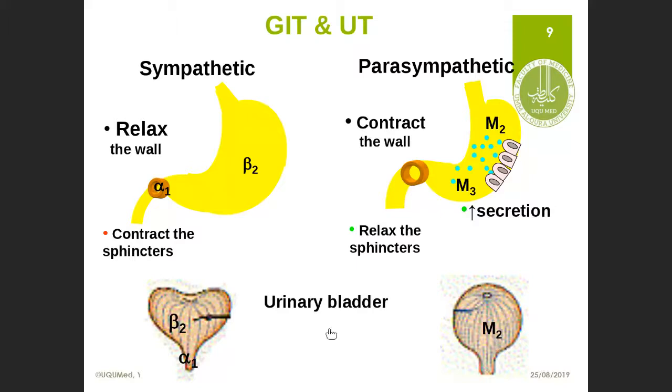But just imagine that when you are doing exercise or fighting, even if you have some urgency of urination or micturition reflex, at that time your urinary bladder is contracted, and the receptors are different here. Contraction of the urinary bladder is beta 2, and contraction of the sphincter is alpha 1.